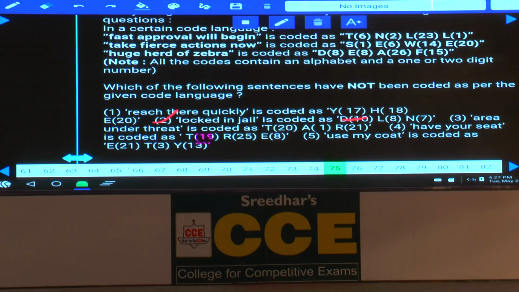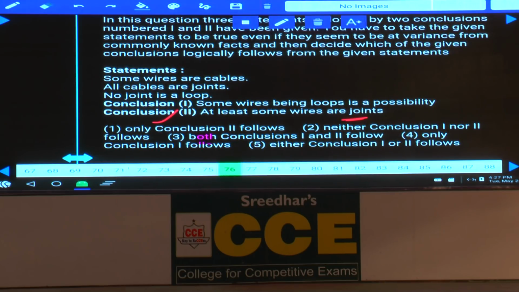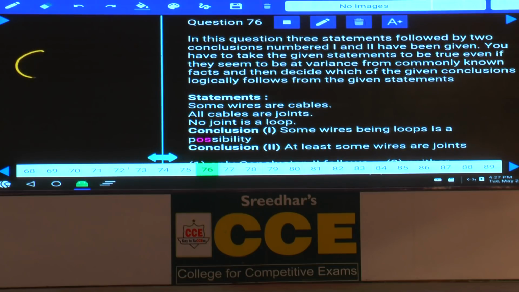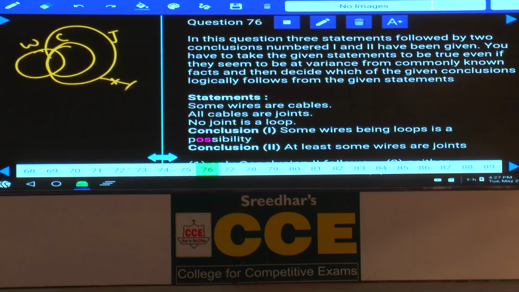Then question number 76 to 78. Now these three are based on syllogisms. Now in this one, all these are conclusions. Some wires are cables. Some of the wires or cables can be written like this, wire and cable. And next, all cables are joints. All cables are joints. And no joint is a loop. No joint is a loop can be written like this. Some wires are cables, all cables are joints, no joint is a loop.